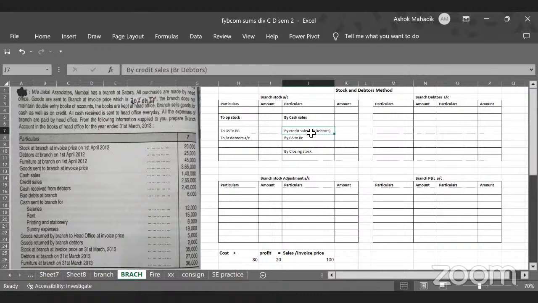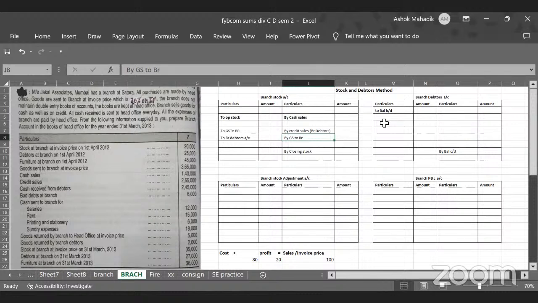Now the debtor account. You remember where to write the opening balance. Since it's an asset, opening will be on the debit side, to balance brought down. And closing debtors will be on the credit side, by balance carried down. Clear? Now when goods are sold, in the stock account we record on the credit side, so the second effect will go on the branch debtors debit side. So you got the idea what accounts you have to make.